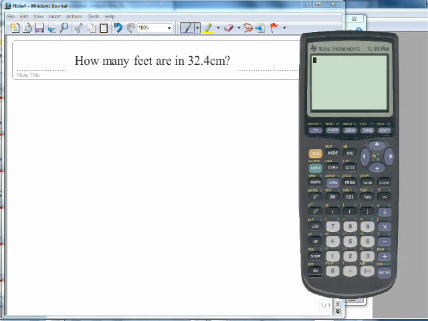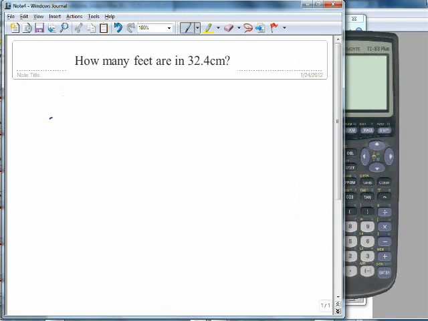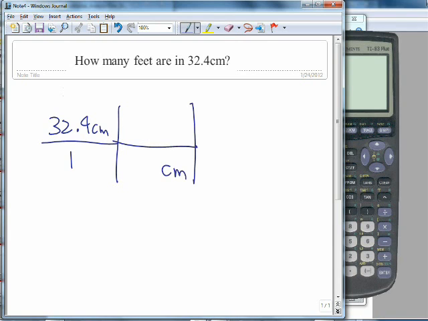Let's try this one. How many feet are in 32.4 centimeters? We start with what we're given. Put that over 1. Then a railroad track, the centimeter will go on here. We want feet, and feet go here.